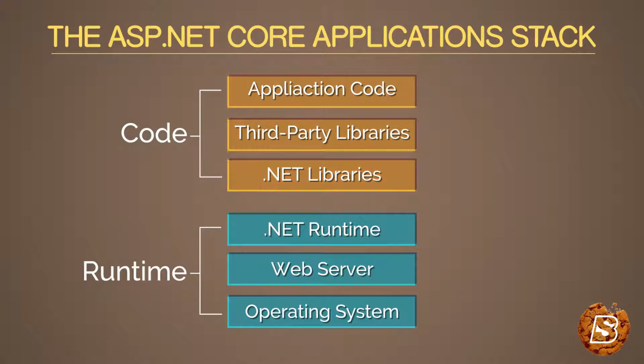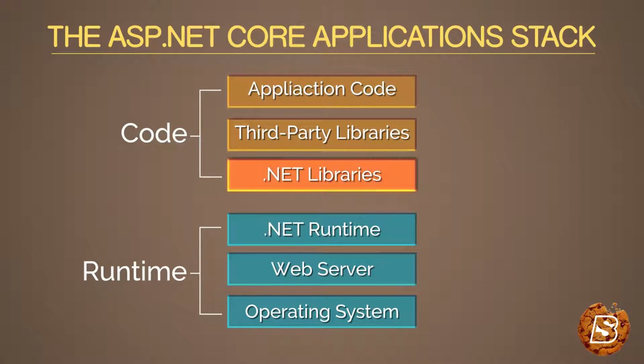Above that we have third-party libraries, which we use to do the obvious things like reading JSON, processing some Excel file, generating PDF. So for all these things we have libraries provided by third-party vendors. And then comes the application code, which is the code that you have written. If you closely observe, this has been bifurcated into two divisions. The .NET runtime, web server and operating system comprise the runtime environment, and the .NET libraries, third-party libraries and application code comprise the code block.